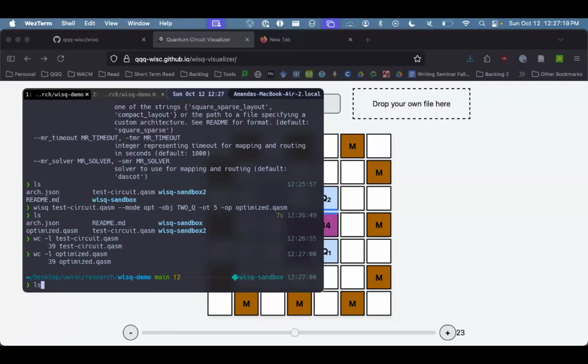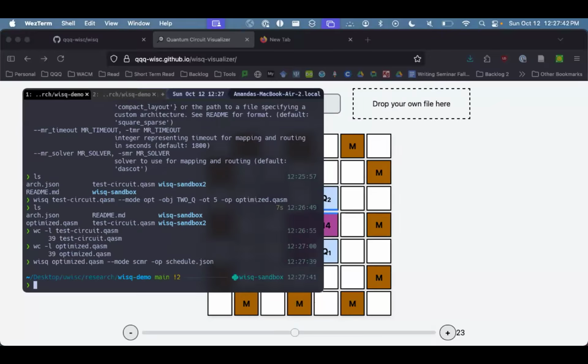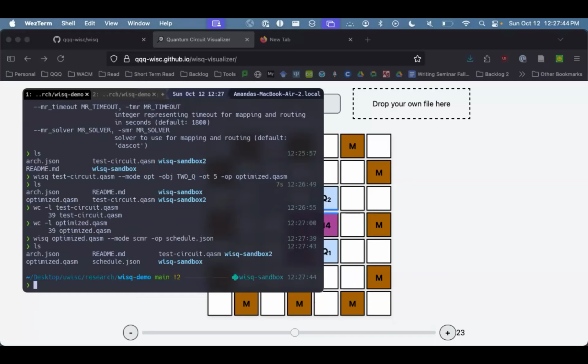Right, and then if I want to map and route the circuit that I've optimized, not really optimized because I ran it for 5 seconds and it didn't change, then I run this command with a different mode. This SCMR here just says we're doing the surface code mapping and routing problem, and then output the solution in this JSON format. It should be really fast because this is a pretty small circuit. So now we have schedule.json, which is a solution to the mapping and routing problem.